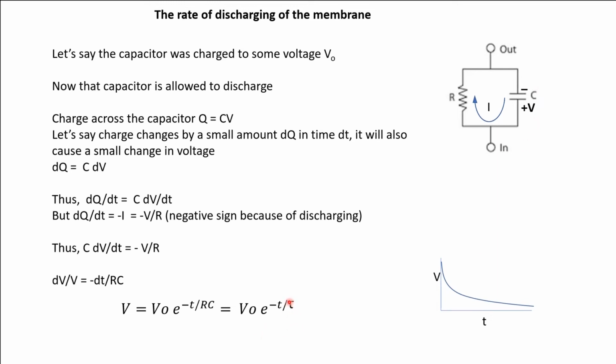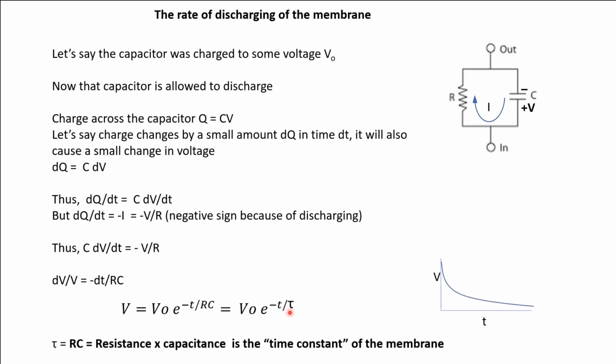Now this factor tau is very interesting. This is the factor that determines how fast or slow the capacitor would charge, and this tau is equal to RC, and it is known as the time constant of the membrane.